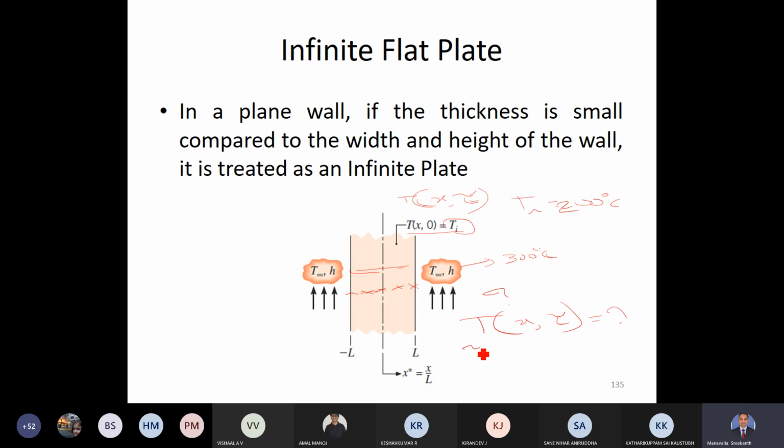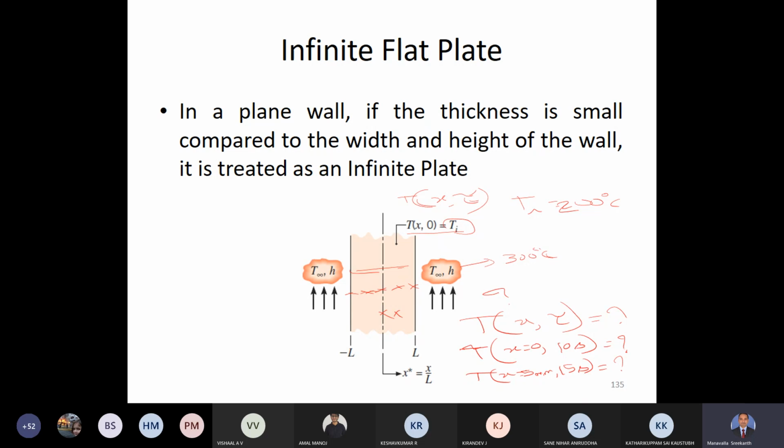For example, the temperature at x is equal to 0 and time is 10 seconds is how much? x equal to 0 is the center plane at 10 seconds. Similarly, what is the temperature at x equal to 5 millimeters and 15 seconds? So 5 millimeters is, let us say, somewhere here. And at 15 seconds, what is the temperature? So you can see that the temperature now is a function of space as well as time.